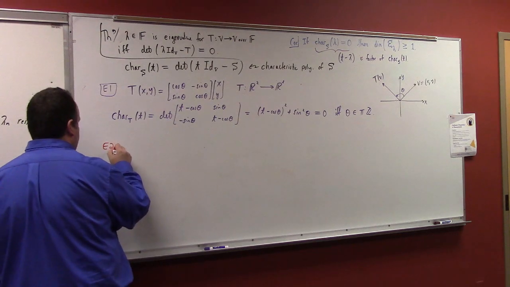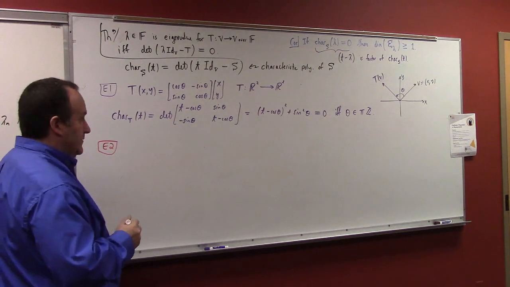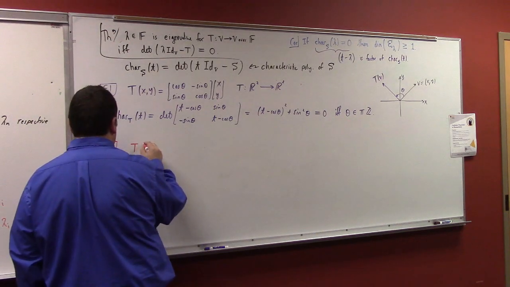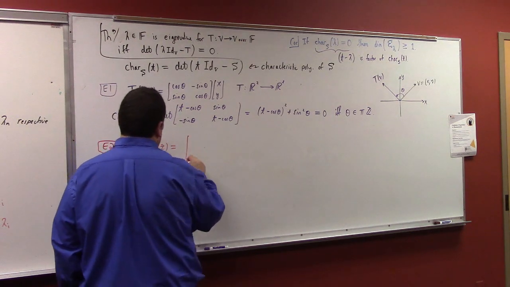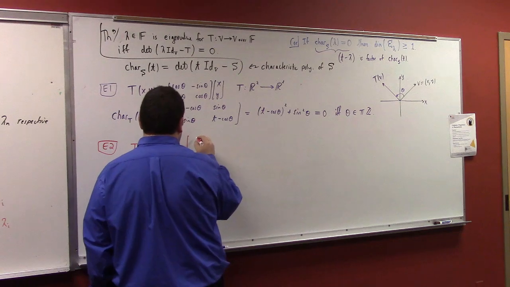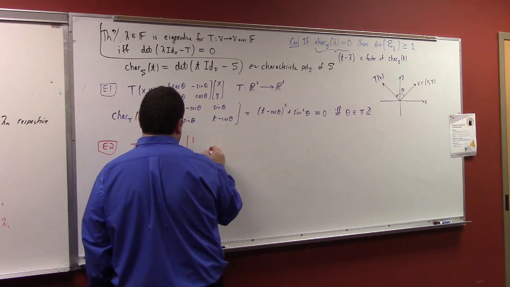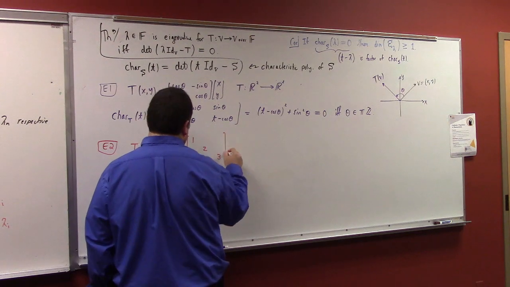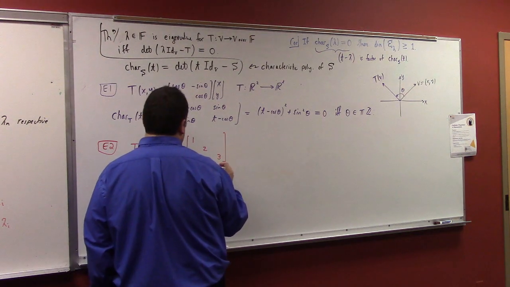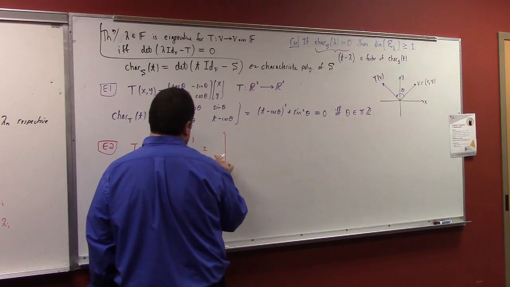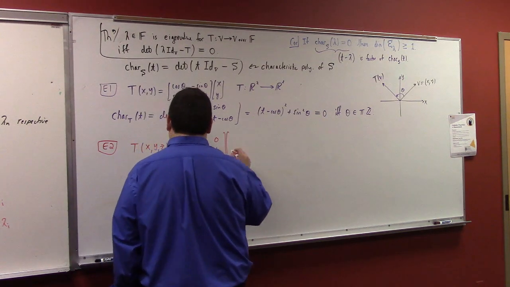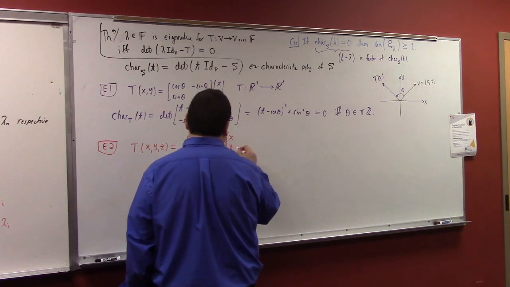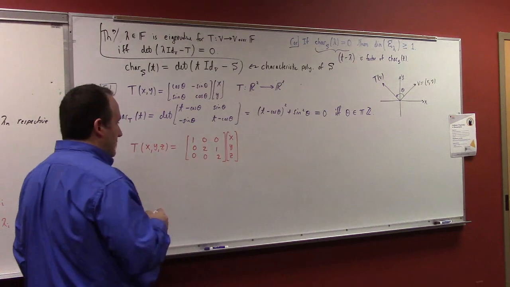Example 2, and I'm going to make this super easy. T of x, y, z equal to, oh, I don't know, 1, 2, 3, and, oh, my bad. I should have put 1, 2, 2. All right, 1, 2, 2. And I'll put a 1 here, and I'll put zeros over here. So I'm being very lazy, Ernesto. I'm doing things that make the calculations super nice, all right?